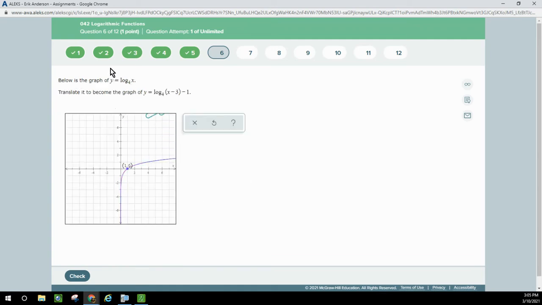Below is the graph of log base 4 of x. Translate it to become the graph of log base 4 of x minus 3, minus 1. Really, we just need to know that this moves right 3 and down 1. So click it, go right 3, 1, 2, 3, and down 1, and you're good to go.